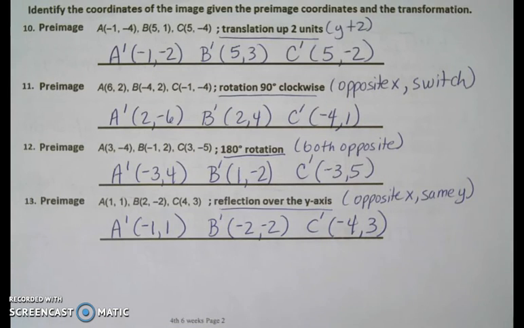So when I reflect over the y-axis, I will take my x value to its opposite, but my y value will stay the same. So A, 1, 1 becomes A prime, negative 1, 1. B, 2, negative 2 becomes B prime, negative 2, negative 2. And C, 4, 3 becomes C prime, negative 4, 3.